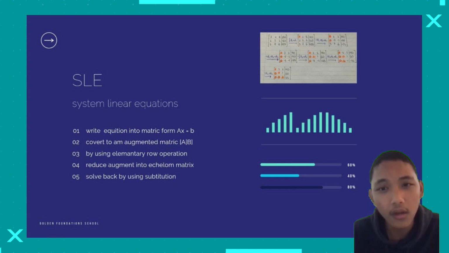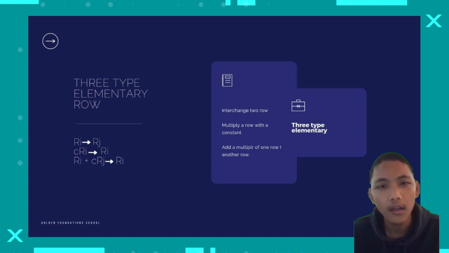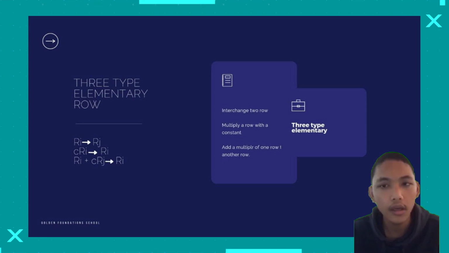In this question, we have 3 types of elementary row operations, which are Ri to Rj, cRi to Ri, then Ri plus cRj to Ri. So these 3 types of elementary row operations mean: first, interchange two rows; then multiply a row by a constant; then add a multiple of one row to another row.